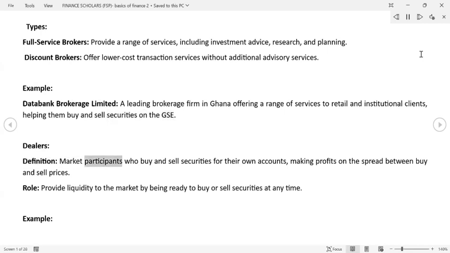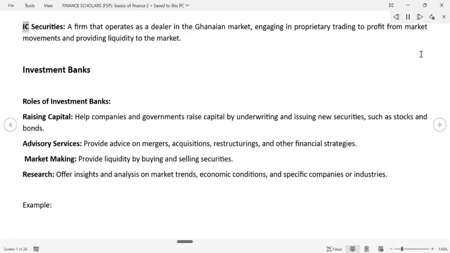Dealers. Definition: market participants who buy and sell securities for their own accounts, making profits on the spread between buy and sell prices. Role: provide liquidity to the market by being ready to buy or sell securities at any time. Example: IC Securities, a firm that operates as a dealer in the Ghanaian market, engaging in proprietary trading to profit from market movements and providing liquidity to the market.